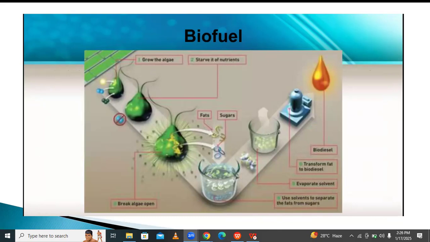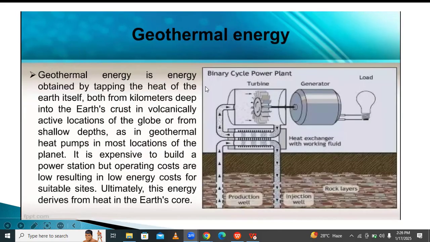Next, geothermal energy. This is also one type of renewable energy source. Under the earth, there is a huge amount of heat present, and that heat can be utilized to generate electricity. Geothermal energy is the energy obtained by tapping the heat of the earth itself, from kilometers deep in the earth's crust, in volcanically active locations. And this is about geothermal energy.